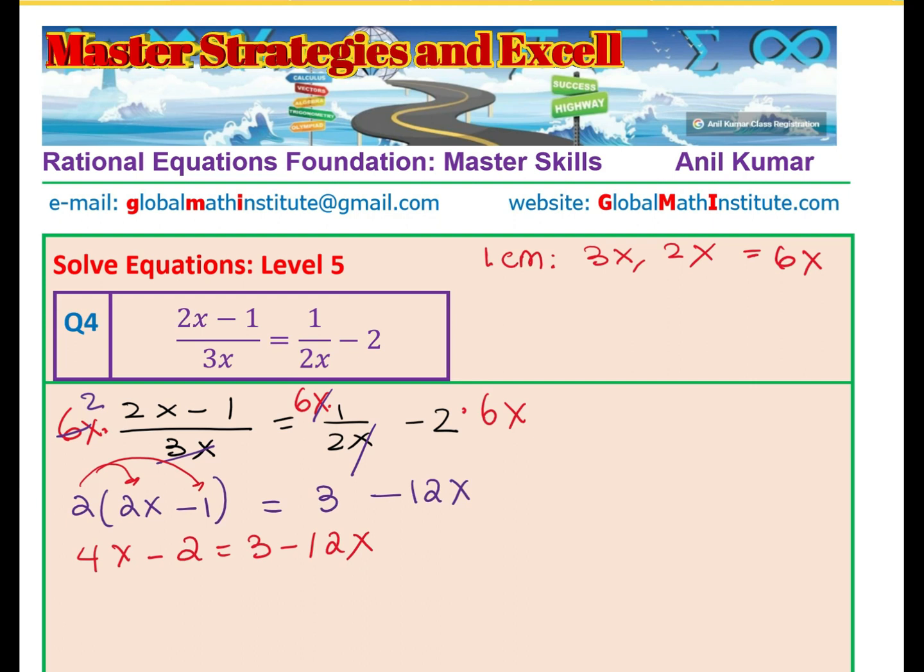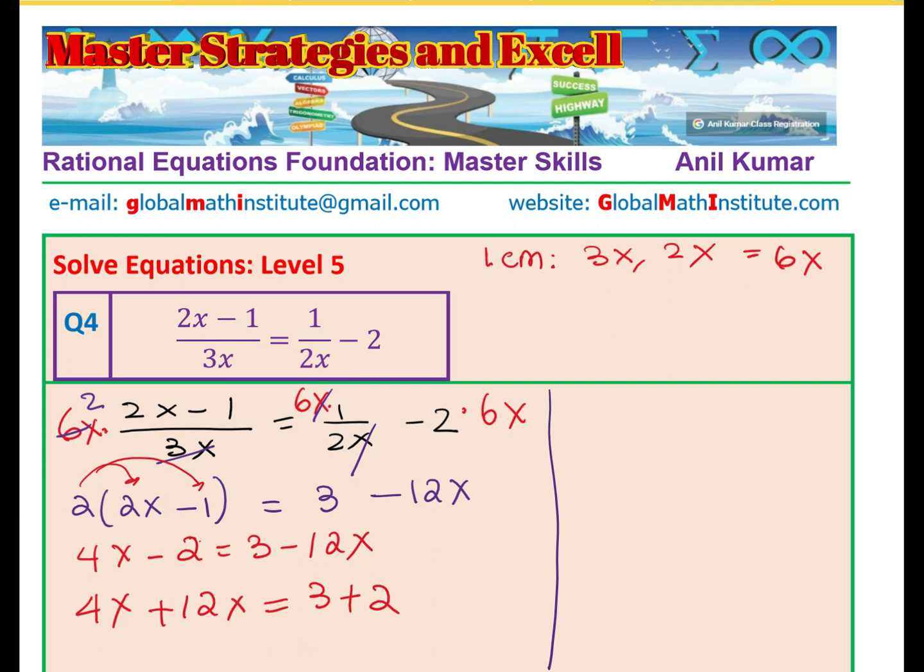Bringing the terms together will be what? Well, we have 4x, bringing this minus 12 becomes plus. Change the sign, right? And you can take this term minus to the right hand side, that is better for you. So that is what we are going to do.